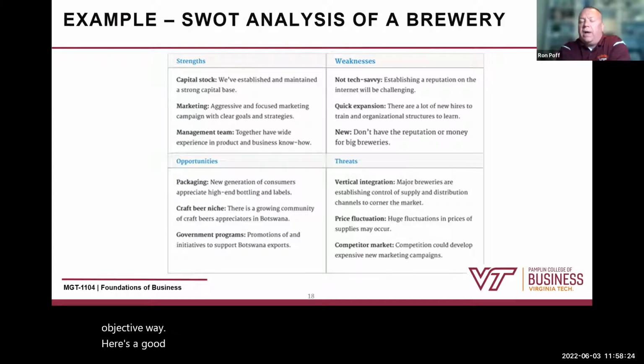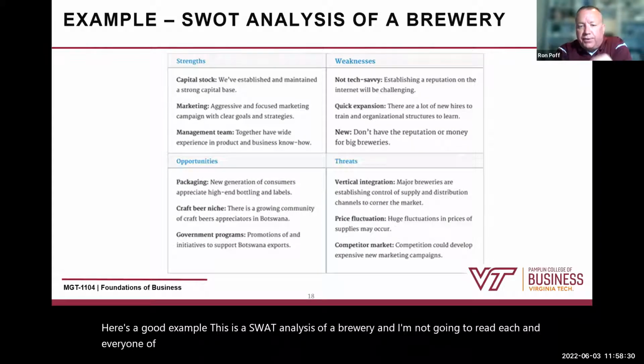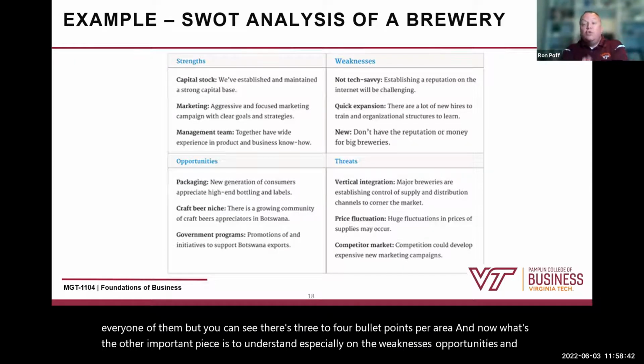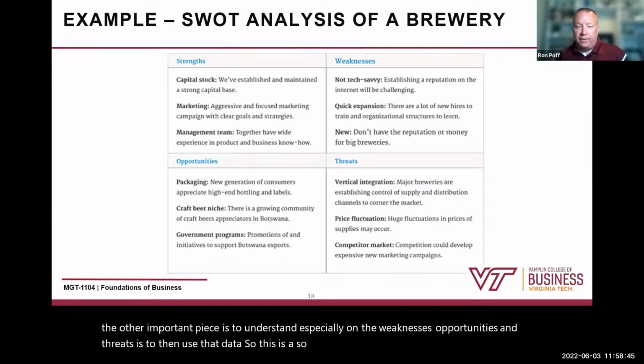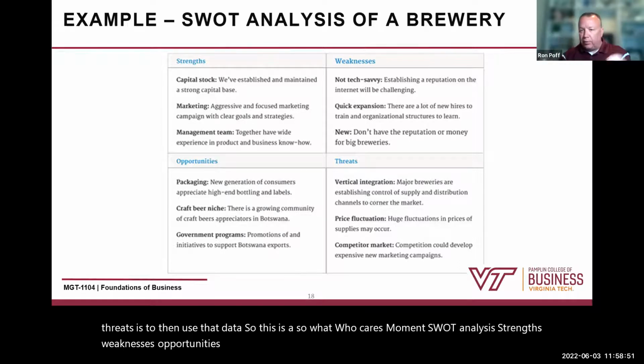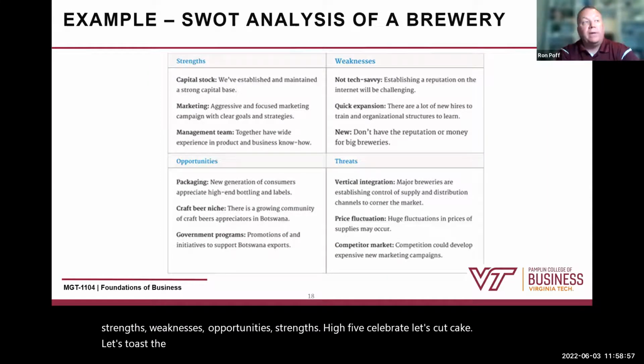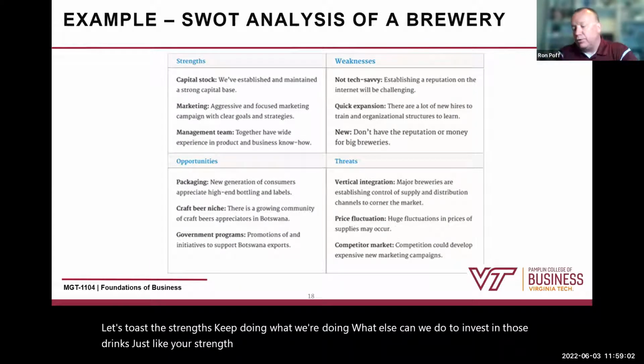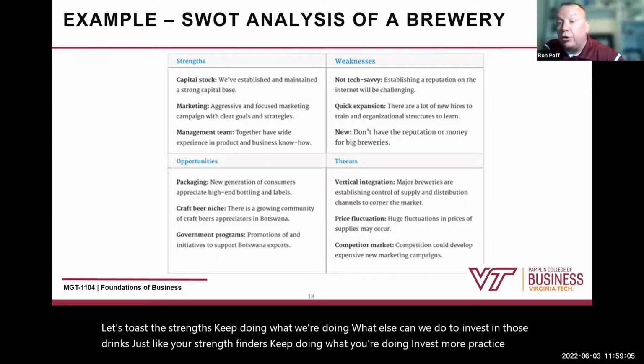Here's a good example. This is a SWOT analysis of a brewery. I'm not going to read each and every one of them, but you can see there are three to four bullet points per area. The other important piece, especially on the weaknesses, opportunities, and threats, is to then use that data. This is a so-what, who-cares moment. Strengths: high five, celebrate, let's cut cake, let's toast the strengths and keep doing what we're doing. What else can we do to invest in those strengths? Just like your StrengthsFinder, keep doing what you're doing, invest more, practice more, do better in those strengths.